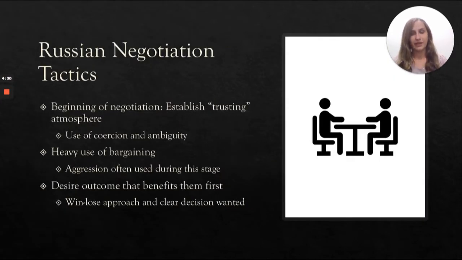The Russian ambassador is going to try to establish a trusting atmosphere by being ambiguous. She comes from a high context culture, so she's going to put an emphasis on the relationship between Germany and Russia. She will also propose an extreme bargain to Germany, as well as approaching this negotiation from a distributive standpoint. And she wants a clear decision at the end. And with that said, I'm going to pass this to Emmy.